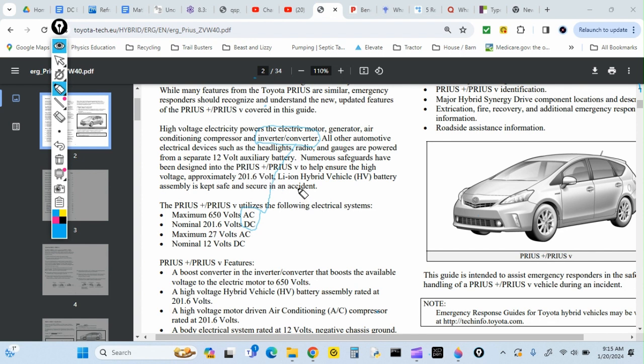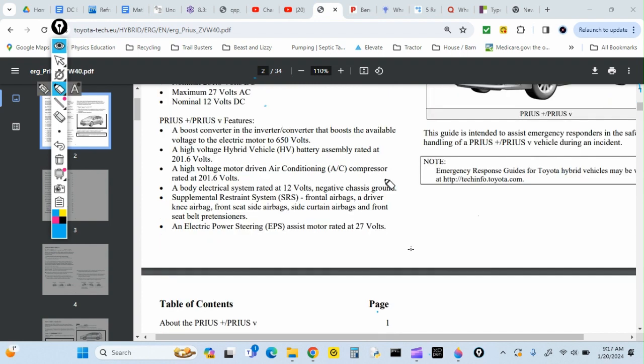Yeah, let's see if there's anything else here. This gives us some more information on this page. A boost converter in the inverter converter that boosts the available voltage to the electric motor, 650 volts. Nothing new there. A high voltage hybrid vehicle battery assembly rated at 201.6 volts. This is going to be a lithium-ion battery. Same kind of battery technology that's in your phone and your laptop.